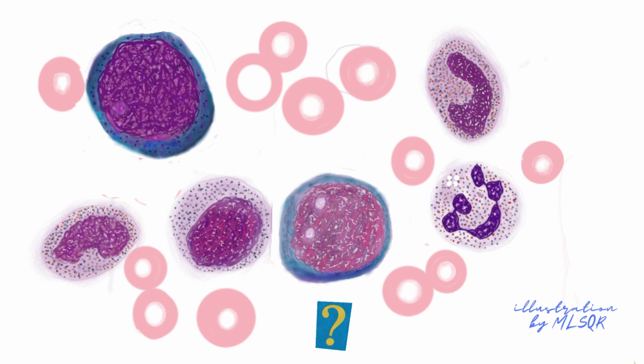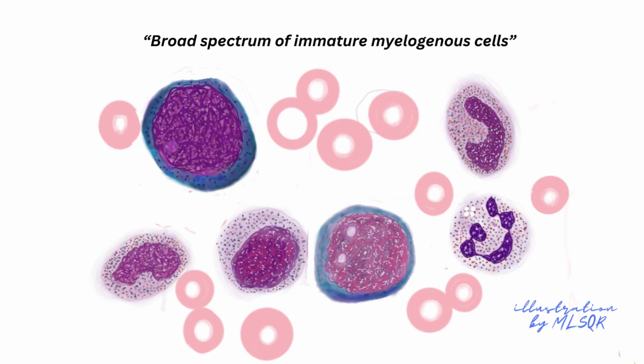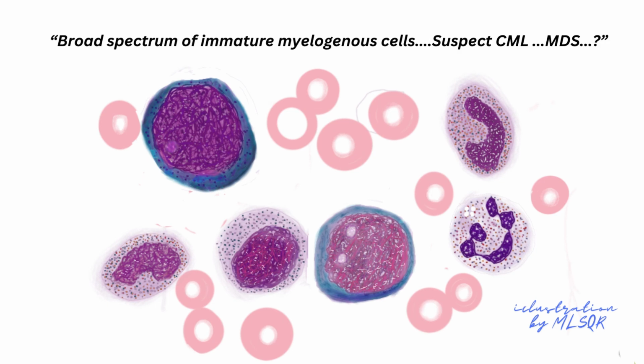What do we see here? Note the broad spectrum of immature myelogenous cells from blasts to eggs. If we see for the first time in a patient rare blasts, a few promyelos, and many myelocytes and metamyelocytes, what do we and the pathologist suspect? Chronic myelogenous leukemia, perhaps myelodysplastic syndrome.